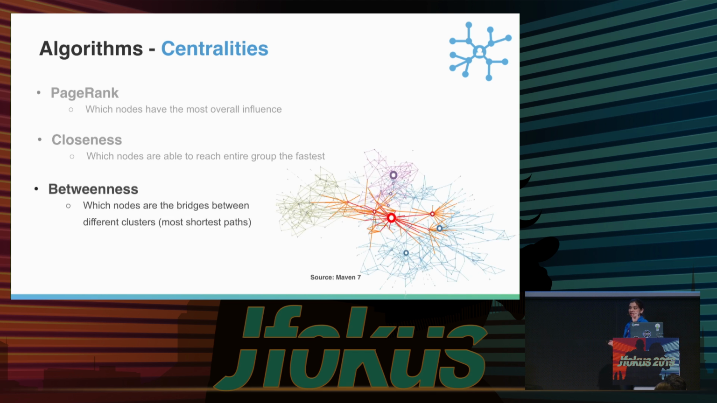Betweenness centrality, which I mentioned is somewhat similar to PageRank, looks at which nodes are the bridges between different clusters. So it does look at influence, but it looks at how these nodes connect to other groups of nodes. You may have some little communities here and there, and then you have these central nodes that might be able to bridge some of those communities and groups.